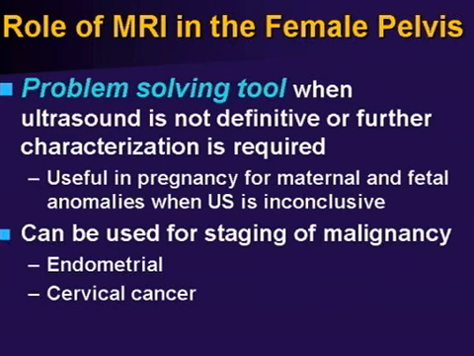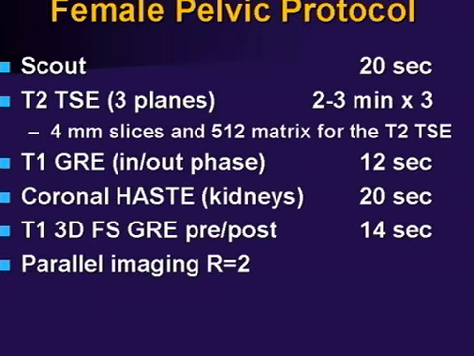Kramer pointed out, in staging of endometrial and cervical carcinoma. So our standard protocol that we use, we do a multiplanar scout. We get our T2 turbo spin echo images. We try for high quality, high spatial resolution imaging.